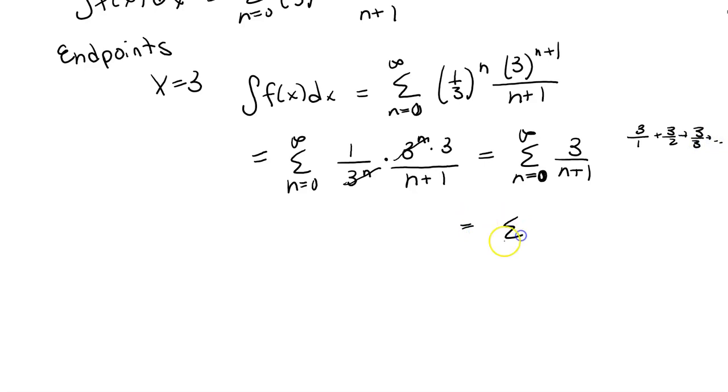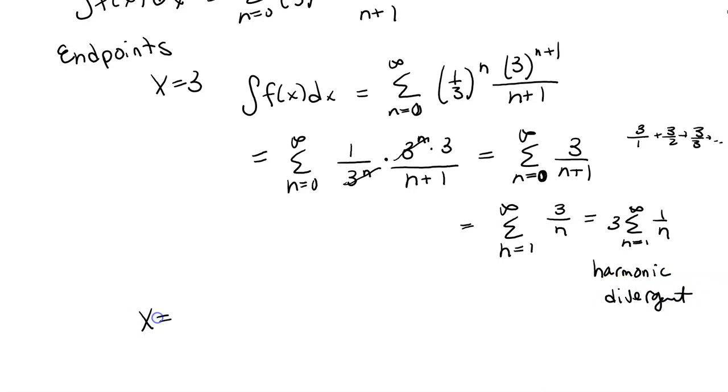So if I were to start this with a 1 instead of a 0, in order to get that same series, I would want to have 3 over n, because then we'd start with 3 over 1, then 3 over 2, so on and so forth. So this is what we call shifting the index. And this can be written as 3 times the sum from 1 to infinity of 1 over n, and this is a harmonic series, which we know is divergent.